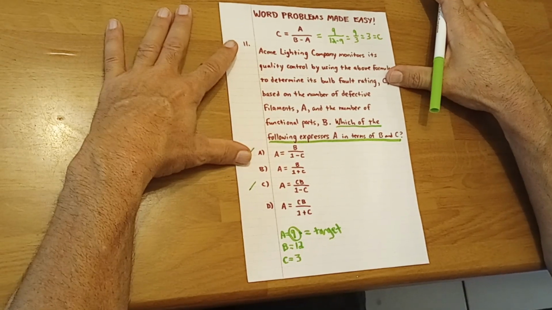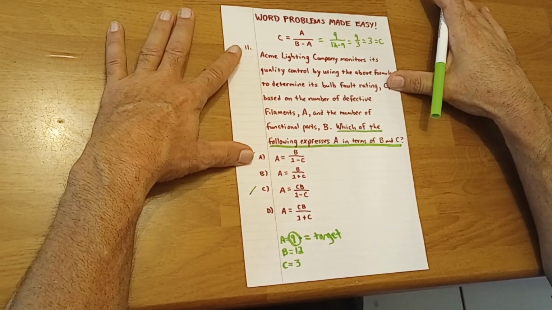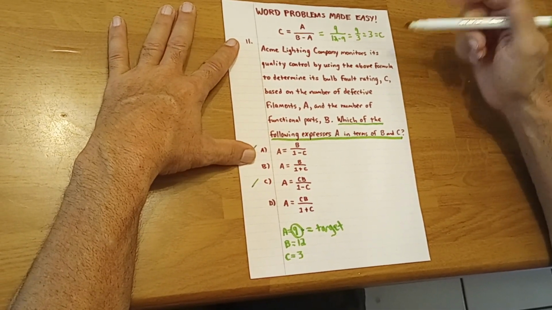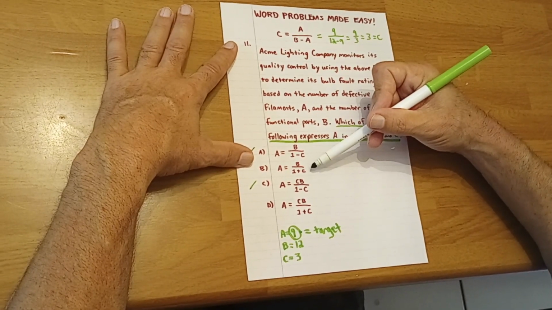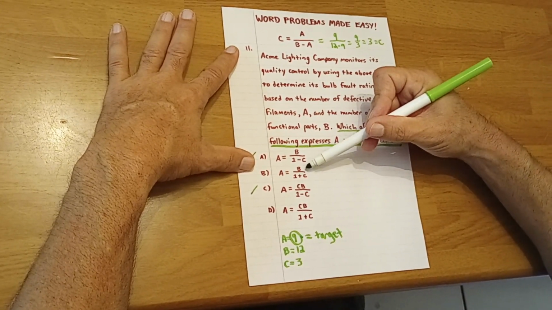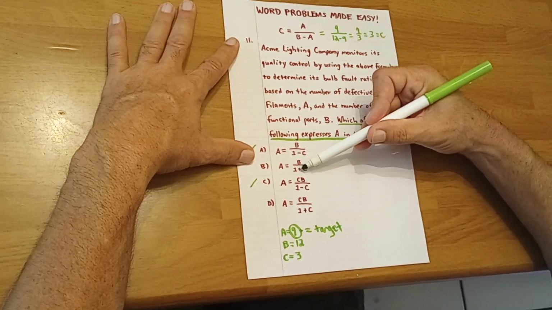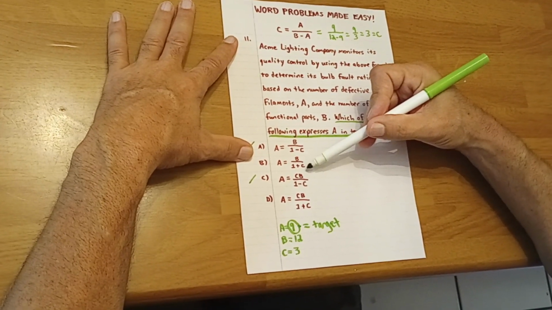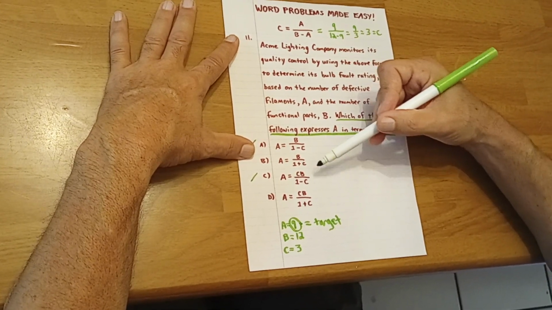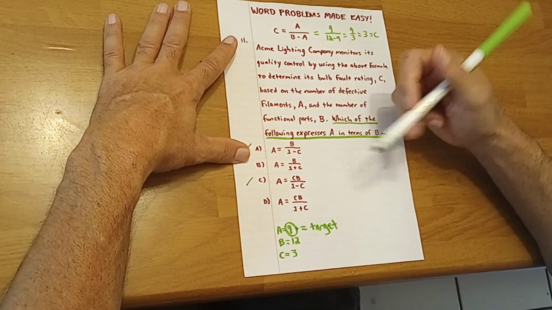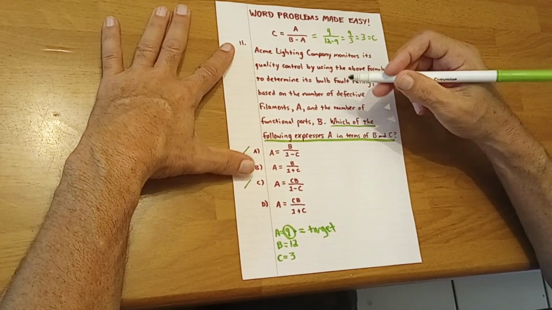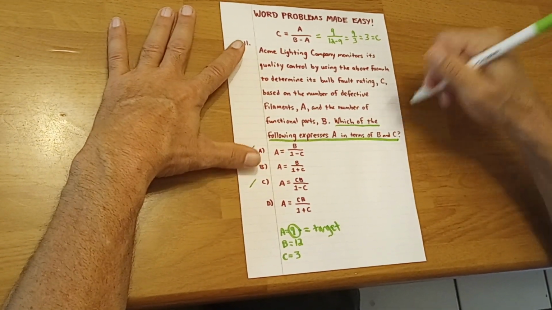So now we just have to plug in for two values, right? And if I look at B for a second, B is 12, right? And 12 over 1 plus 3 is 4. And that's not going to give us our target of 9. So I'm quite sure here that the answer will be D. So let's just try it out, right?